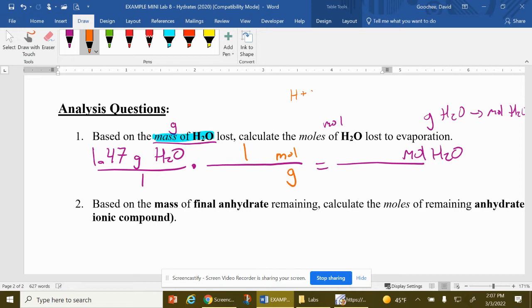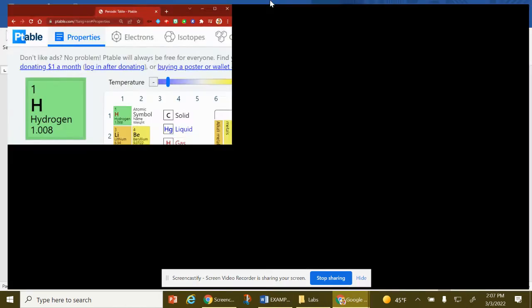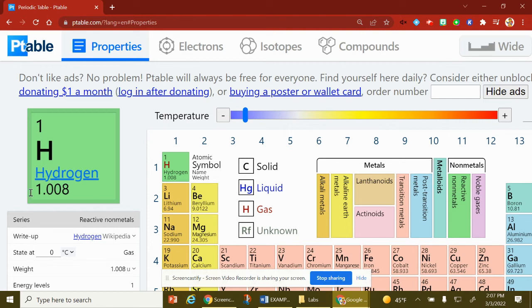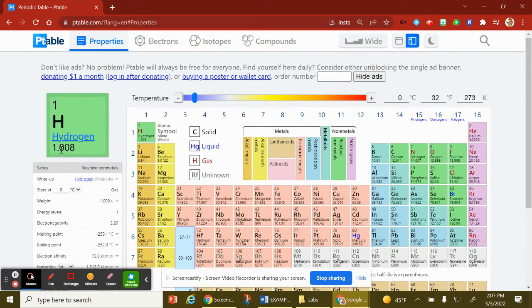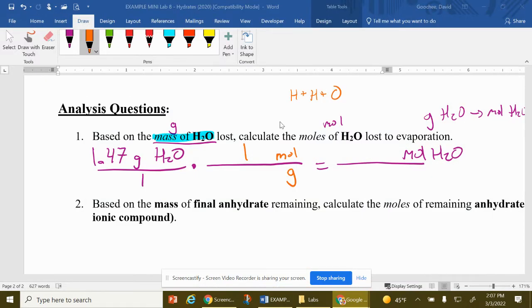Let's see here. That's an H plus an H plus an O. We can go to our periodic table and figure that out. All right, it turns out that I have an online periodic table right here. So hydrogen is 1.008. We've got 2 of them, so it's 1.008 plus 1.008 plus an oxygen, which is 16. So when you add that all together, you get that the molar mass of water is about 18.02 grams per mole.